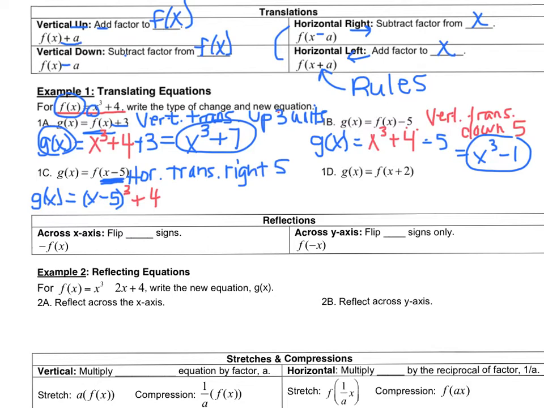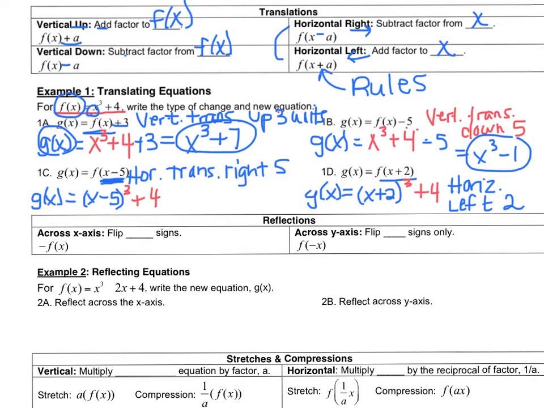When you go to do D, our new equation, g of x, will equal the original one, but with x plus 2 in the place of x. So it will be x plus 2 to the third plus 4. And I forgot to name the type of change. It's going to be inside the parentheses, which means horizontal. And it says plus 2, which will actually mean to the left 2 units.